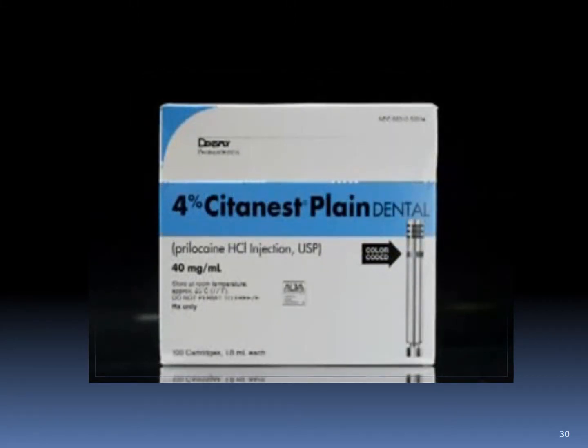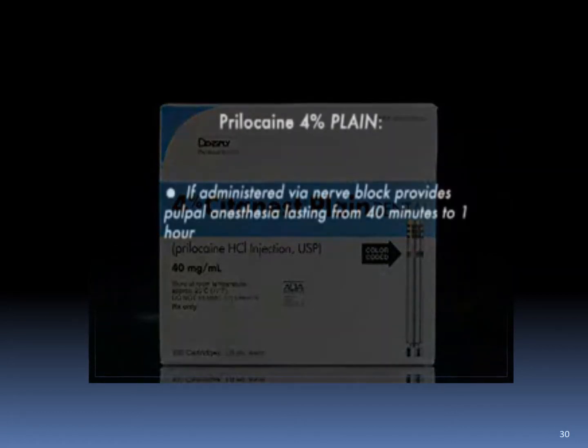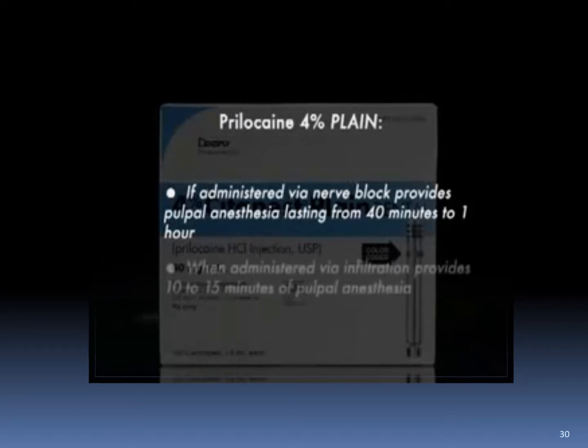Prilocaine plain is interesting. If administered by nerve block, Prilocaine plain provides pulpal anesthesia lasting anywhere from 40 minutes to 1 hour. However, if you infiltrate with Prilocaine plain, pulpal anesthesia lasts only 10 to 15 minutes.